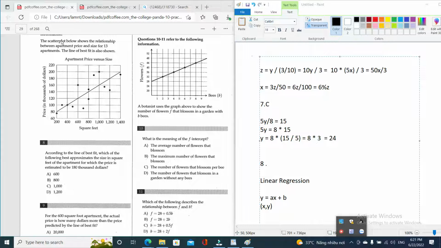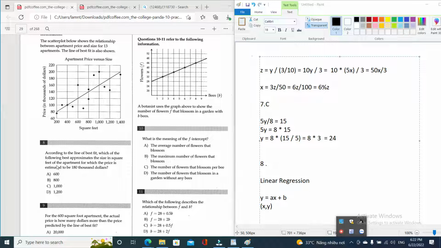The scatter plot below shows the relationship between apartment price and the size of 13 apartments. These are the 13 dots. Apartment price is on the vertical axis, and the area in square feet is on the horizontal axis. The line of best fit is here, and the exact values are represented by the dots.